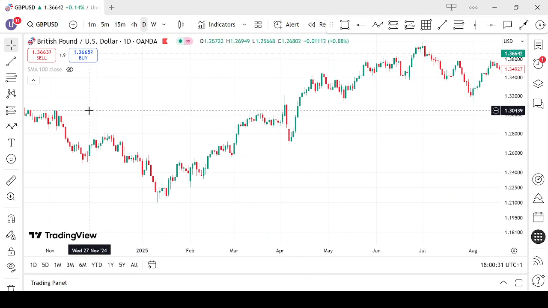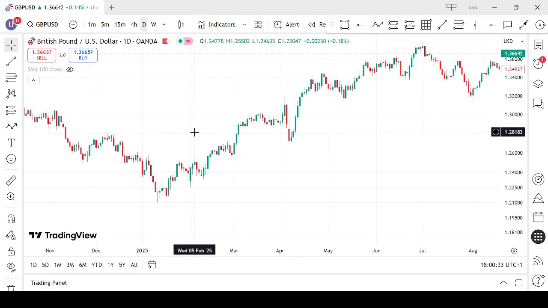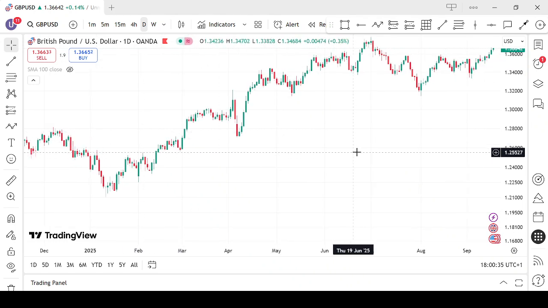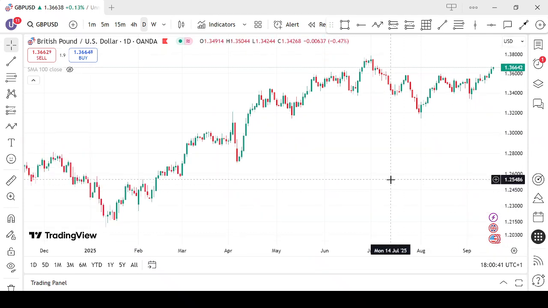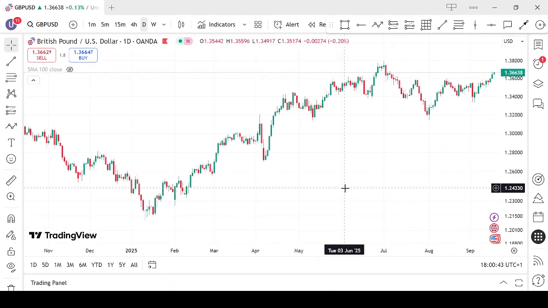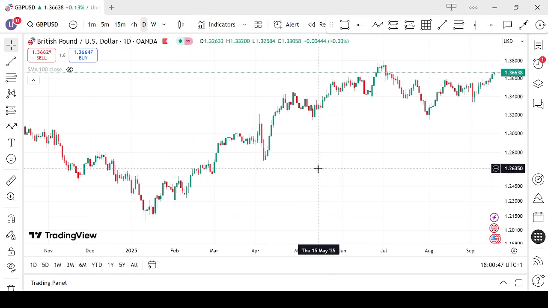Now the second step would be to identify your trend. To identify your trend, you would have to use your daily chart as your primary time frame, and as you can see, my chart is on my daily time frame. This would be my primary time frame. You have to confirm with your 4-hour chart.